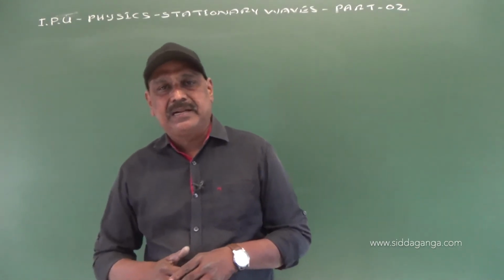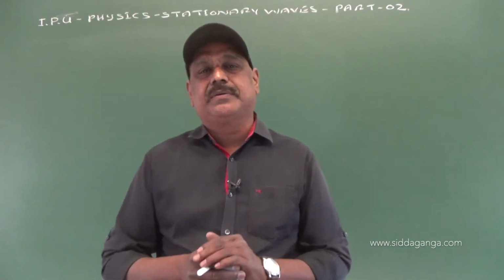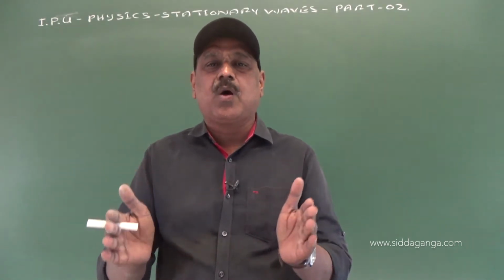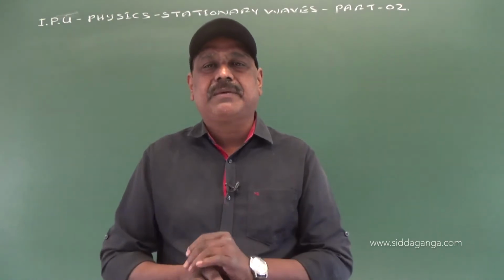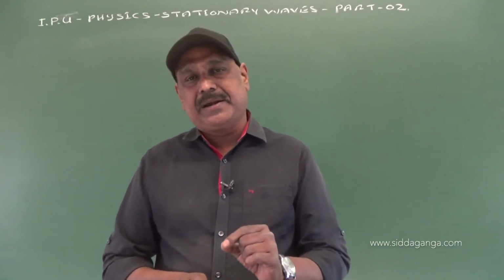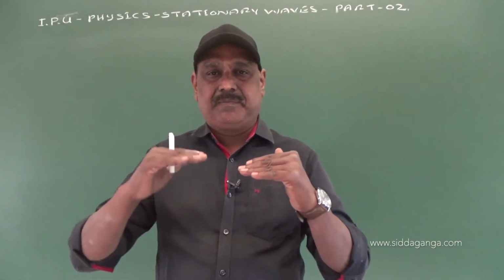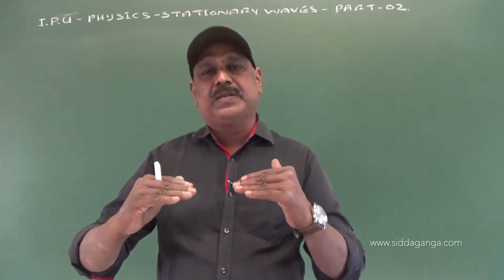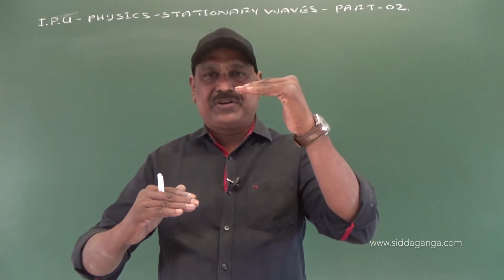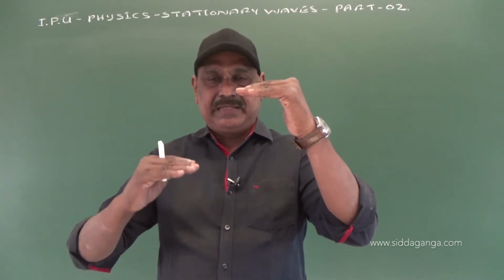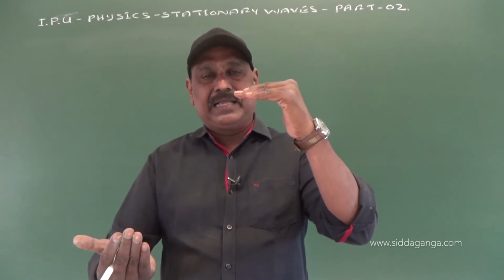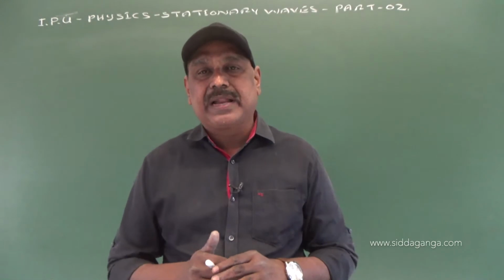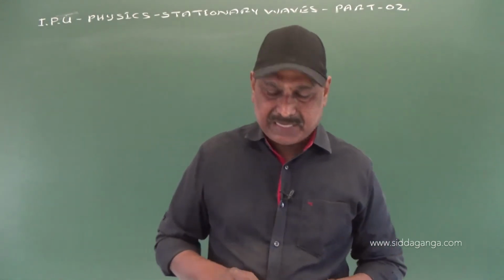However, when we consider the adjacent loops, the particles in the adjacent loops are out of phase, having a phase difference of pi or 180 degrees, because if at any given instant of time a particle in one loop is moving in the upward or positive direction, then the particles in the neighboring loop start moving in the downward, that is negative, direction.